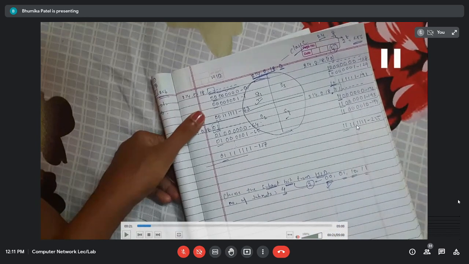If you set all the bits to 1, then it will obviously be 255. That is 128 plus 64 plus 32 plus 16 plus 8 plus 4 plus 2 plus 1, which is 255. So we can say the range of subnet 1 is 0 to 63. Subnet 2 will have IP addresses from 64 to 127. Then subnet 3's first IP address is 128 and the last is 191. All IP addresses from 192 to 255 belong to subnet 4.